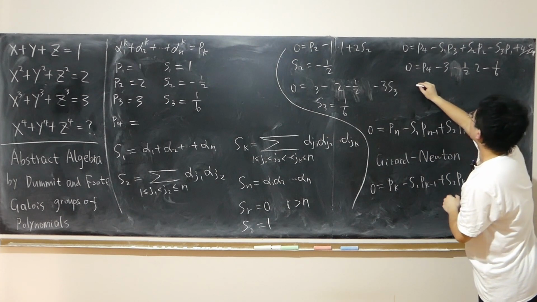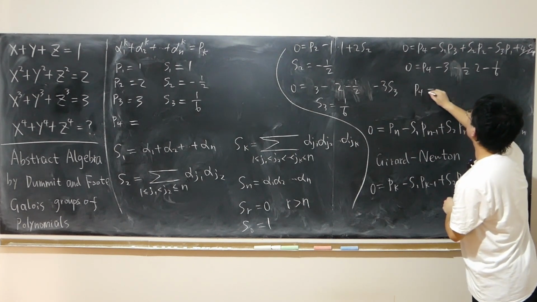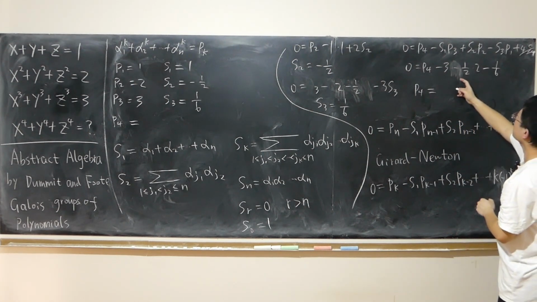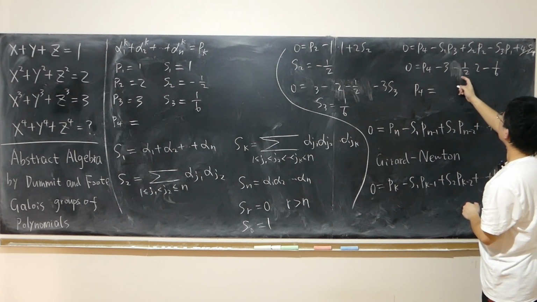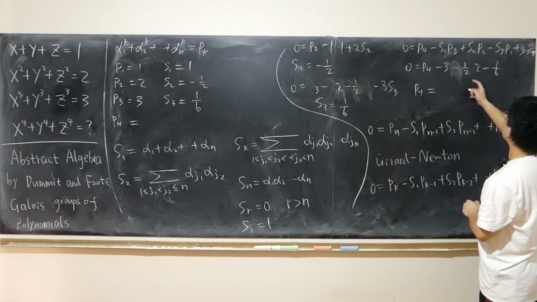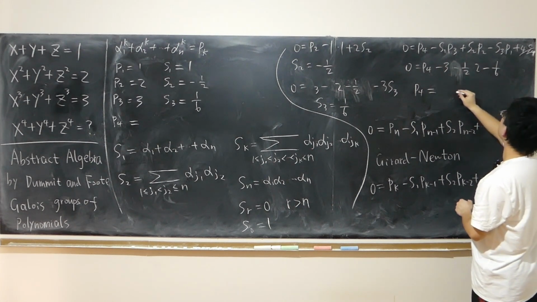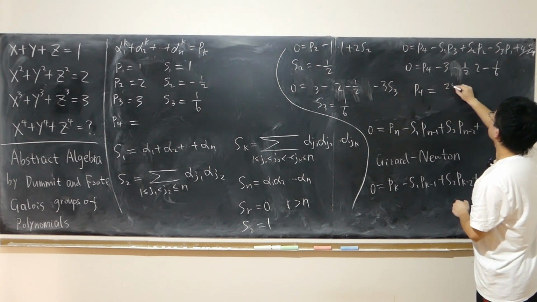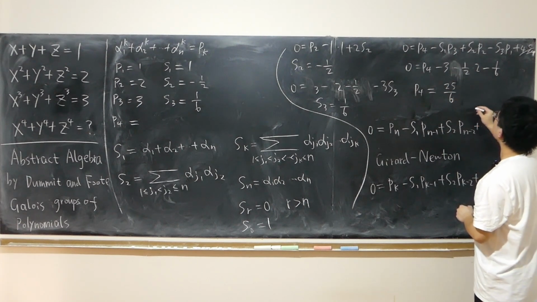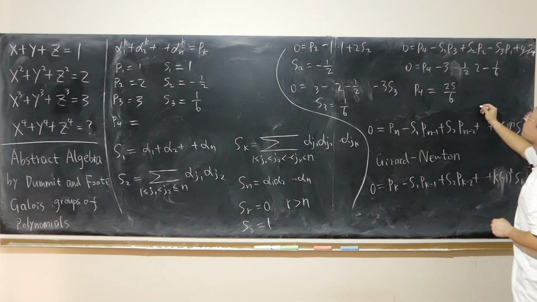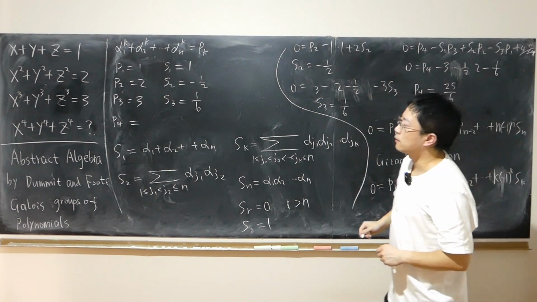Yes. So in this case, P4 is equal to negative 3, negative 1, negative 4, positive 25 over 6. Yes, 25 over 6, not 4.